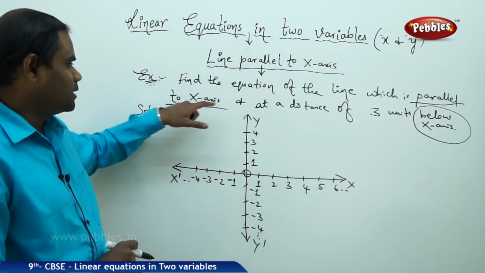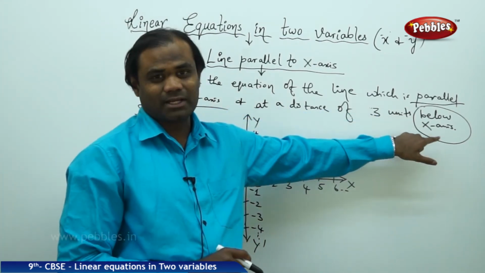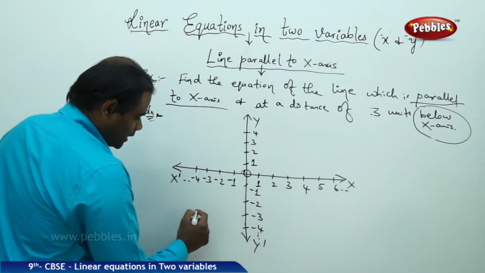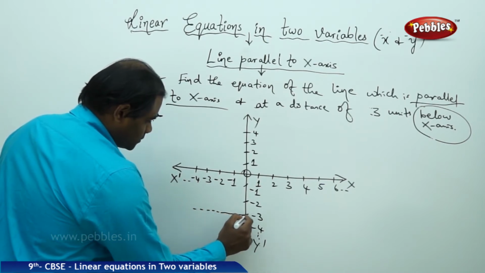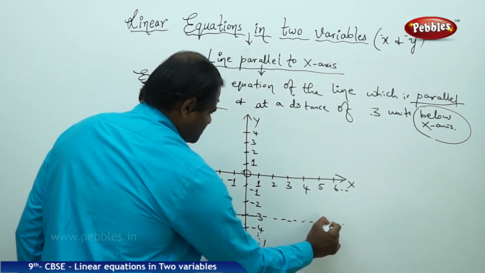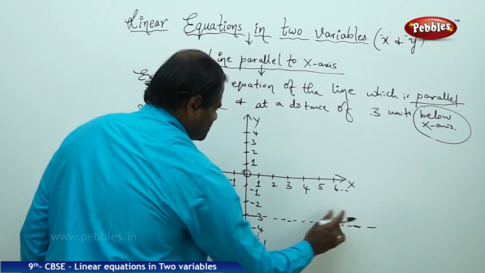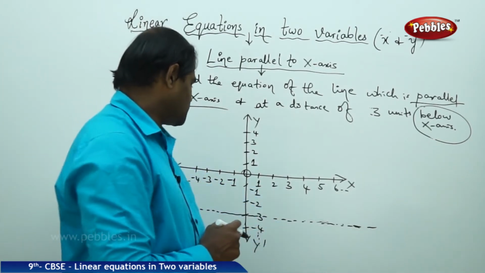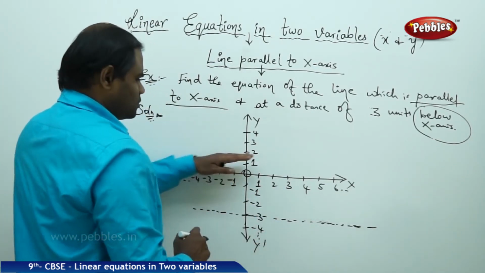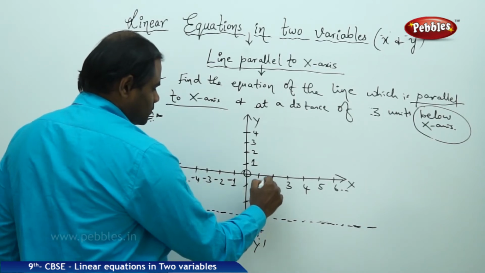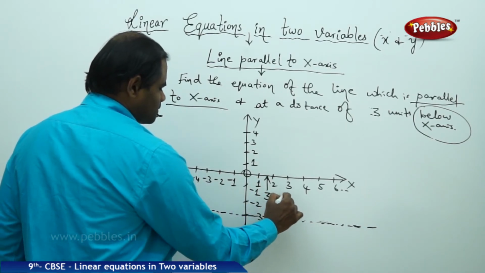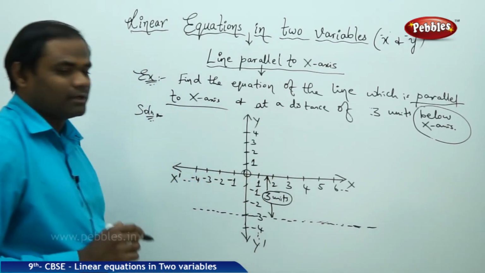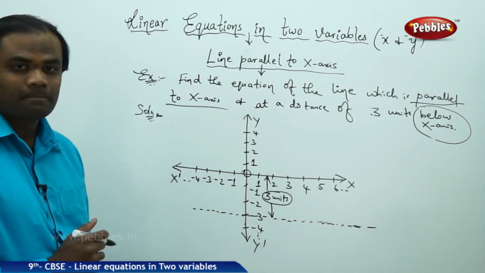Now since the line is 3 units below x-axis and exactly parallel to x-axis, it moves 3 units down, and I have a line which is out here, which is like this. So here is the line which is parallel to x-axis and at a distance of 3 units from x-axis, which is how we understand below x-axis.